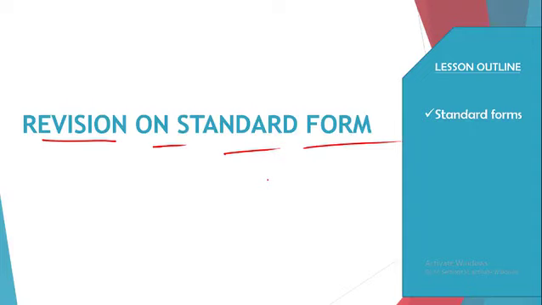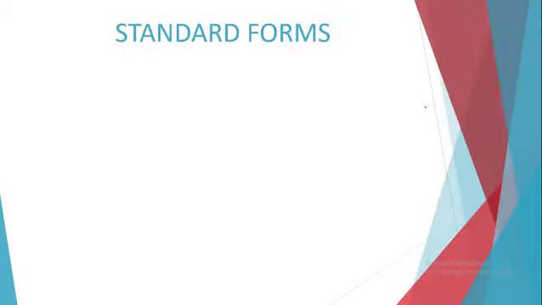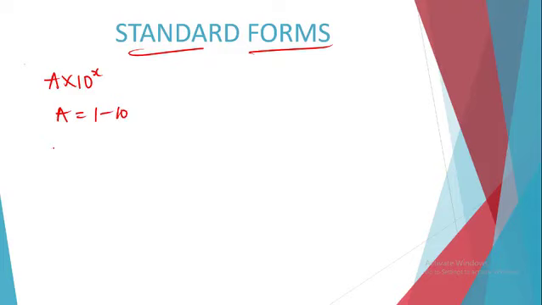Welcome back. Today we are going to look at revision on standard form, and firstly we will look at the meaning of standard form. I told us last time that standard form is a way of expressing a number in the form a times 10 raised to power x, where a is a number between 1 and 10 and x is an integer. So standard form is a way of expressing numbers in base 10 raised to power whatever it is.